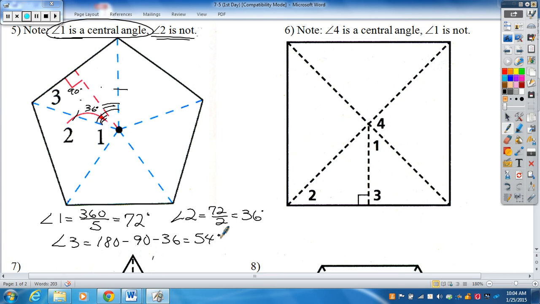So in number 6, I gave you the hint. Angle 4 is the central angle. So go ahead from there and see if you can figure out those angle measurements. Pause your video here because I'm going to go on in just a second and start talking about how to find those angle measurements. See if you can do that on your own.